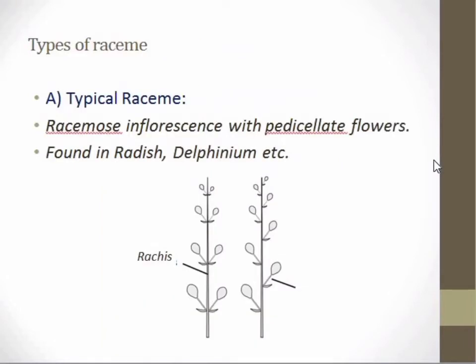Now, types of raceme or racemose inflorescence. Number one, typical raceme. Racemose inflorescence with pedicellate flowers, found in radish and delphinium. In this case, it is racemose inflorescence. The main axis continues to grow, forming lateral flowers, old at the base, young at the top. But the flowers have pedicel, so they are pedicellate, and this is the rachis, the main axis of the inflorescence.